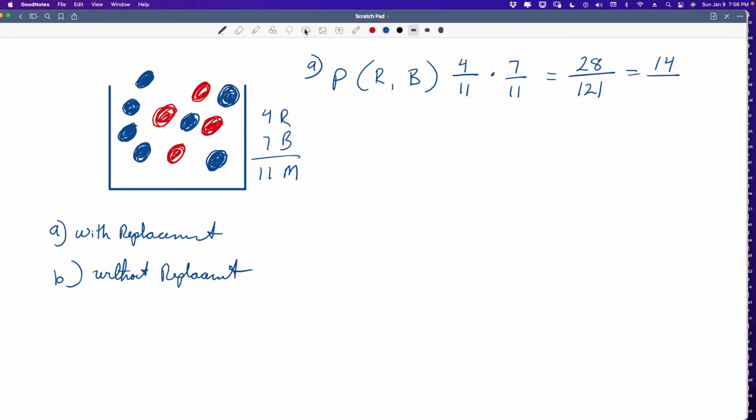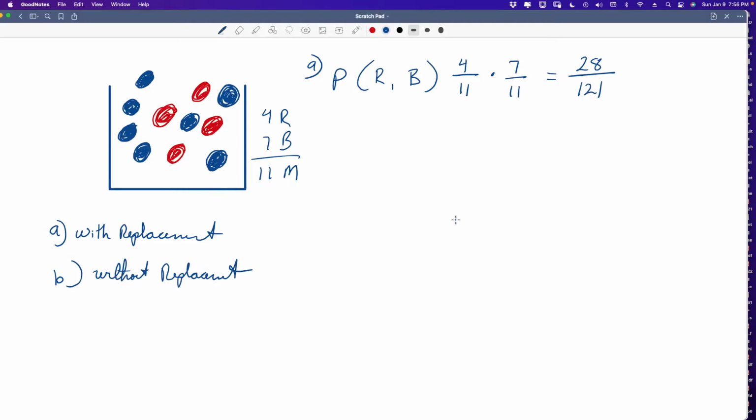No, I can't reduce that. 121 is not reducible. All right, so that's my ratio. 28 out of 121 is my chances of getting red and then blue when I reach in my hand. And that's if I put them back in there.